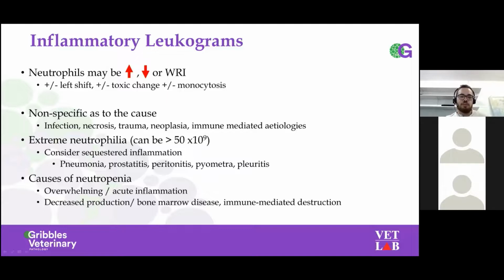And this inflammatory leukogram is non-specific to cause. So it tells you that there is inflammation, but it doesn't tell you the underlying reason. If you have extreme neutrophilias, so even leukocyte counts above 50, probably more commonly you would expect to see neutrophil counts of that magnitude in small animals, sequestered purulent inflammation would be what you would consider with those. So pneumonia, prostatitis, peritonitis, pyometra, and pleuritis, just to name a few. And then just other things to keep in mind when you're looking at neutropenia is that this can indicate overwhelming or acute inflammation, but non-inflammatory causes of neutropenia can be present, including bone marrow disease or even immune-mediated destruction. And actually, that's another part where acute phase proteins could be useful in those scenarios.